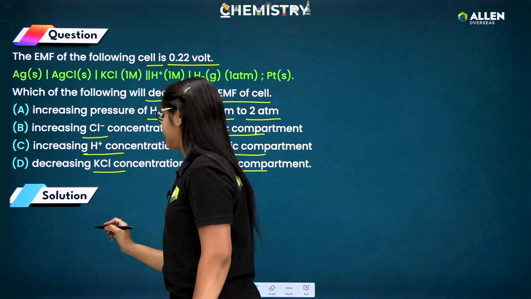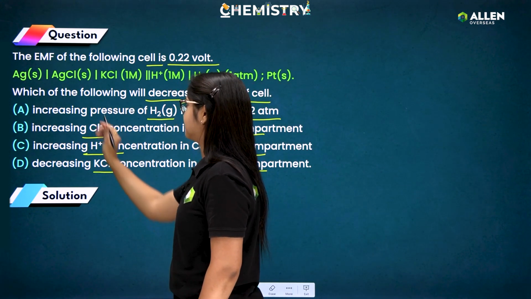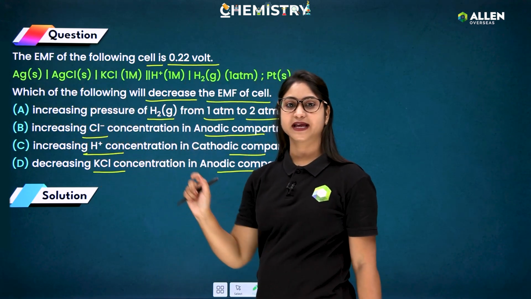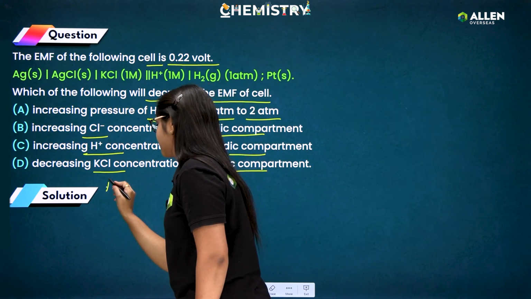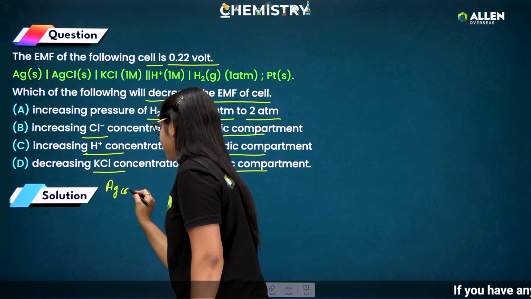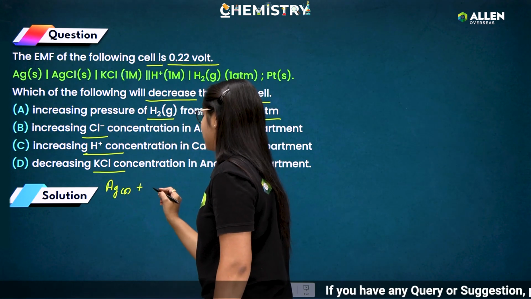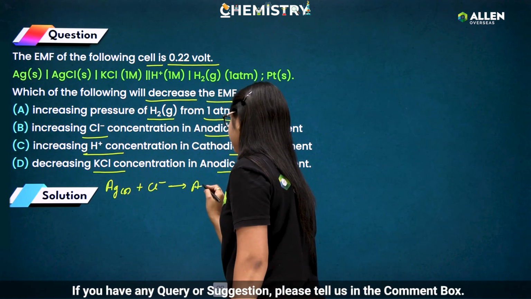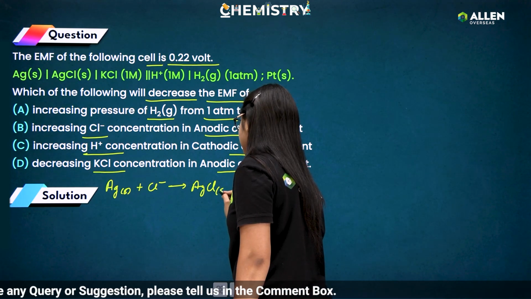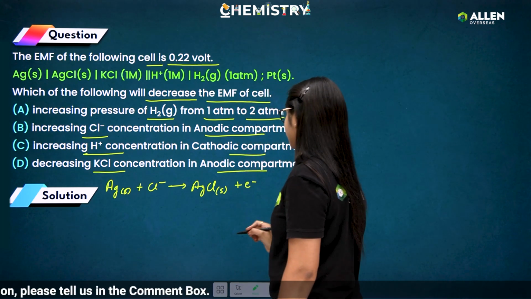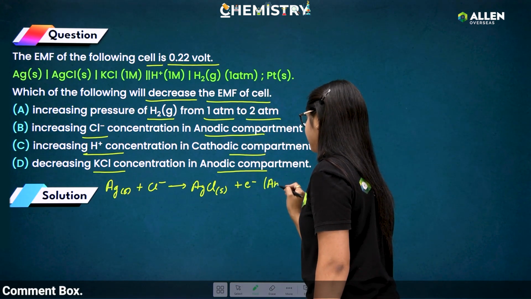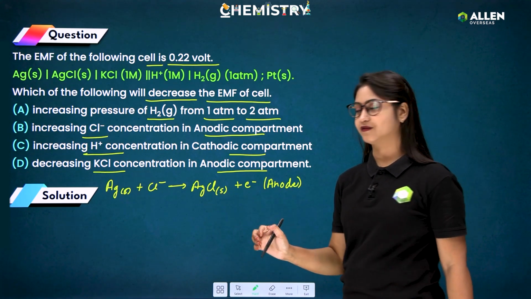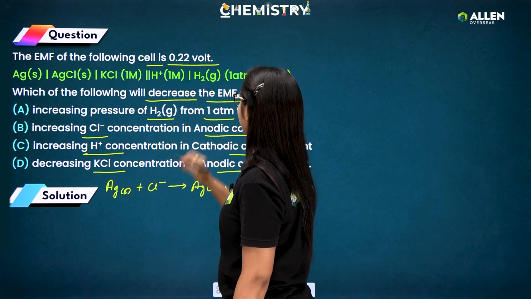So what can we write here? If I write the reaction for the anode, silver is getting oxidized. So what reaction will be taking place? Ag solid reacting with Cl minus and giving AgCl solid plus electron. Okay, this is taking place at the anode. This is the anodic reaction, right? Oxidation of silver. And for the cathode, what will be happening?